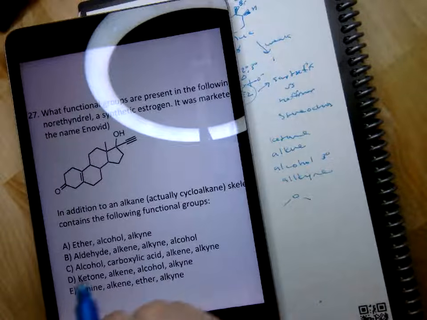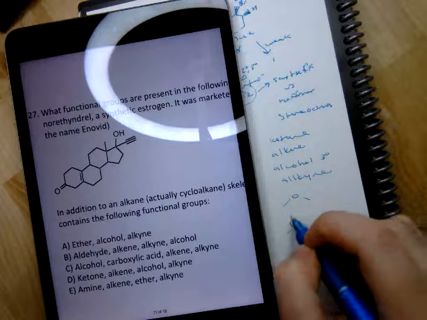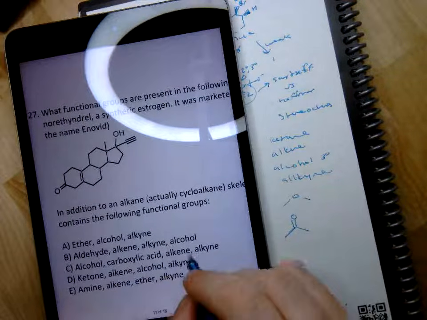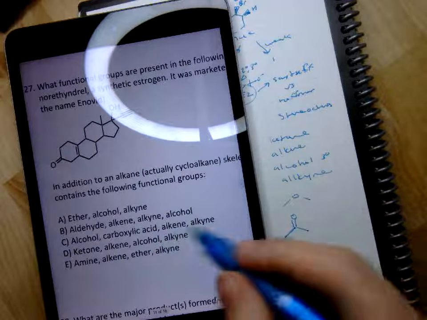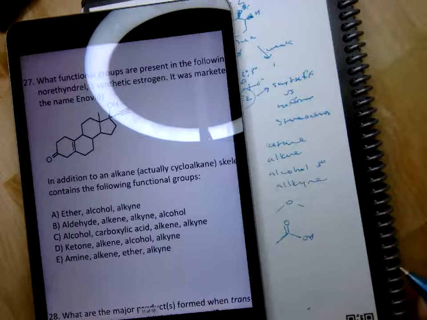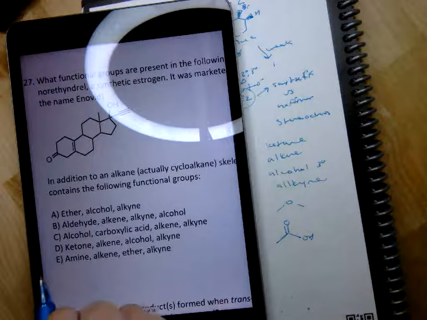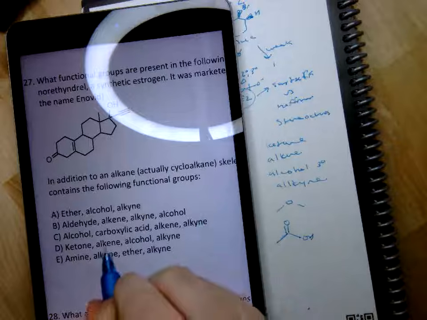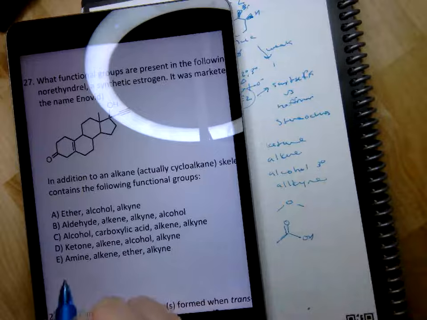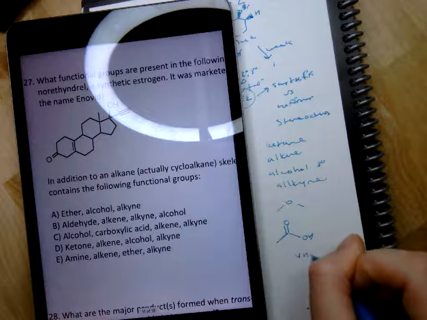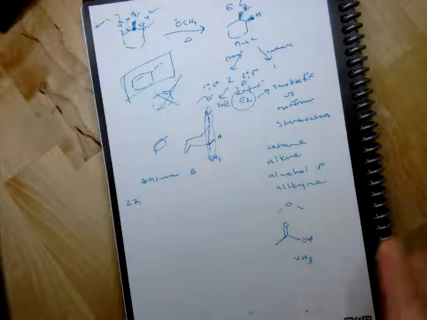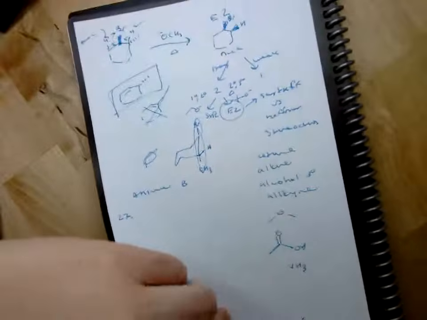So A is wrong. B, there's not an aldehyde. Aldehydes have a hydrogen here. There's not 2 carbon chains, so can't be aldehyde, so B is wrong. C, I don't see a carboxylic acid. Carboxylic acids look like this. So C is wrong. D looks right to me. There's a ketone. There's an alkene. There's an alcohol, and there's an alkyne. So D is the right answer. Just to check, I'll look at E, amines, NH3 or NH2. I don't see anything like that one, so that one's not right. So the only possible answer choice for 27 is D.